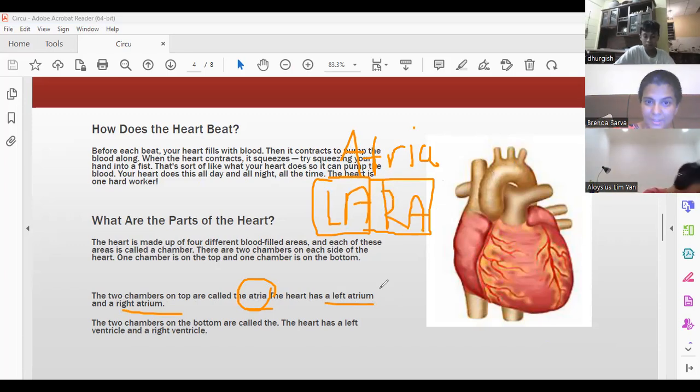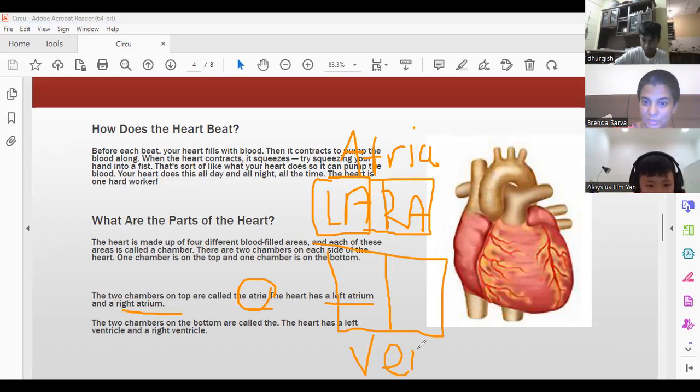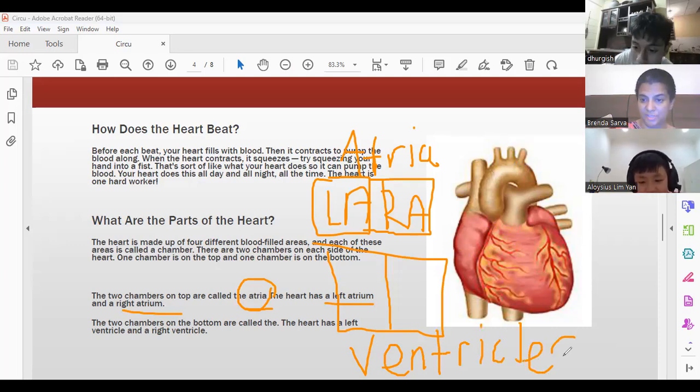Got it? Now, there are two chambers at the bottom, and they are called the ventricles. Okay, another new word coming in, ventricles. That's why you saw just now in the word search puzzle, ventricles. Teacher, is there a typo?